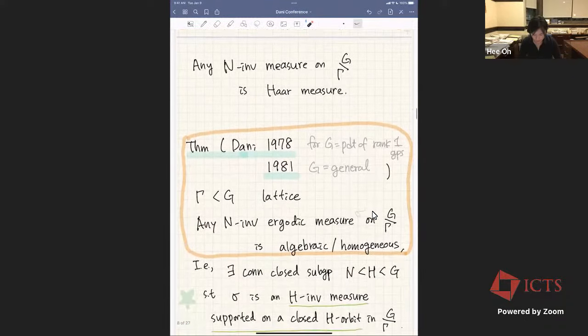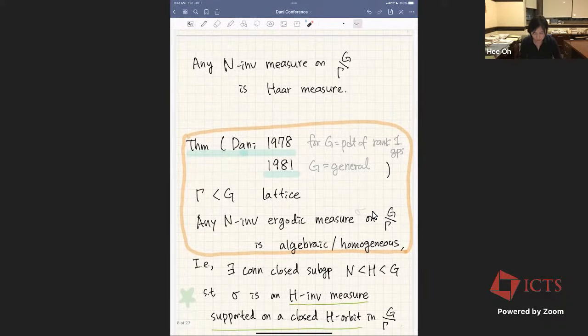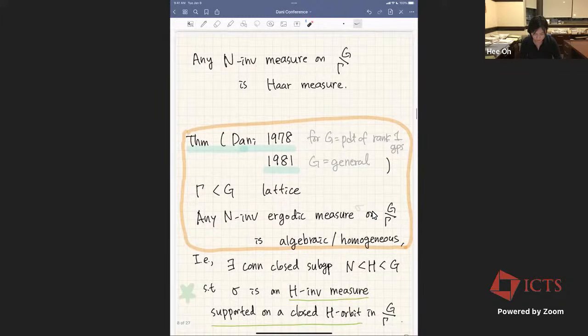So here's his theorem. In fact, he proved it first in 1978, when G is a product of rank 1 groups. And then in 1981, he proved this theorem for a general semi-simple algebraic group. So now gamma is any lattice, not necessarily co-compact. Then he showed that any N-invariant ergodic measure on G mod gamma is algebraic, also called homogeneous.